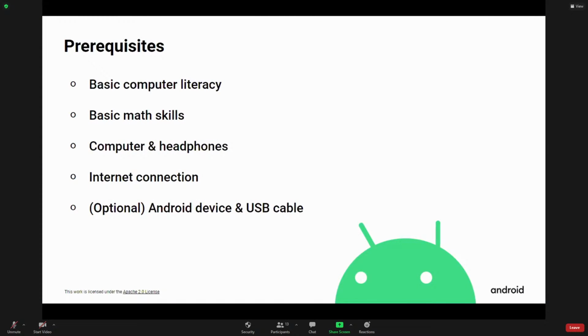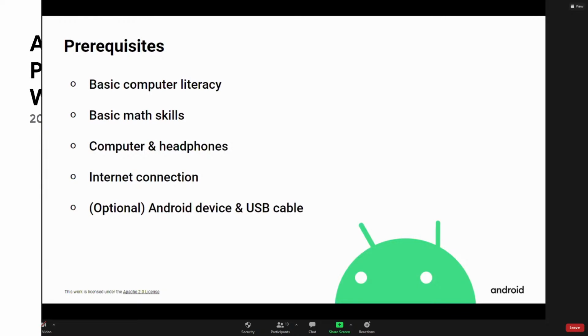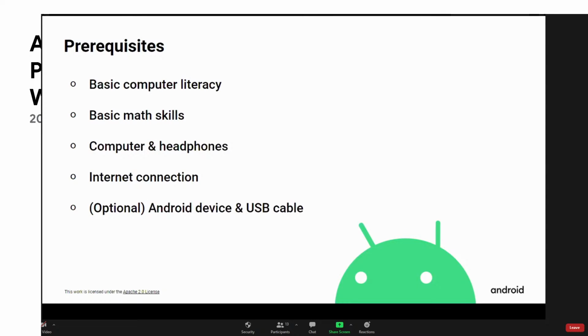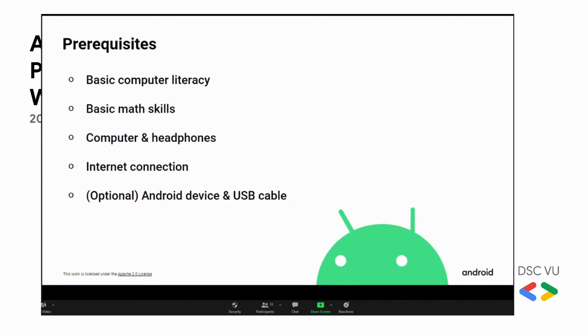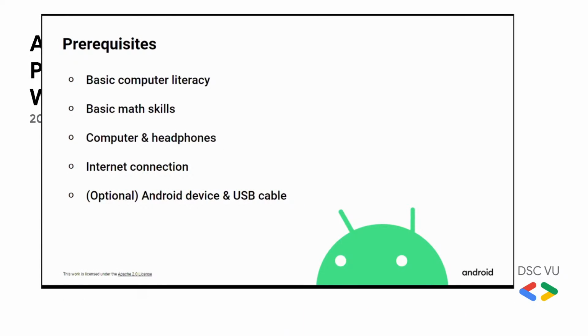Here are some of the prerequisites that will be helpful for this track. Having basic computer literacy and basic math skills is recommended. You'll also need a computer and access to the internet to take the online course. It is also helpful if you have an Android device so you can test your app. A USB cable will be needed in order to do that. But if you don't have an Android device, don't worry, you can still emulate an Android device on your computer. Moving on.